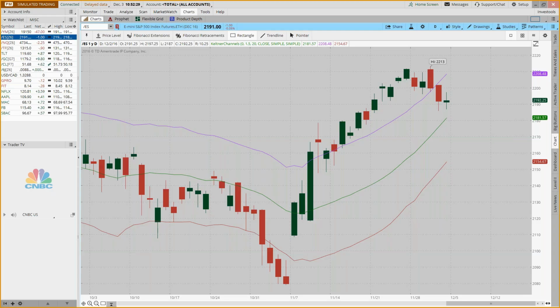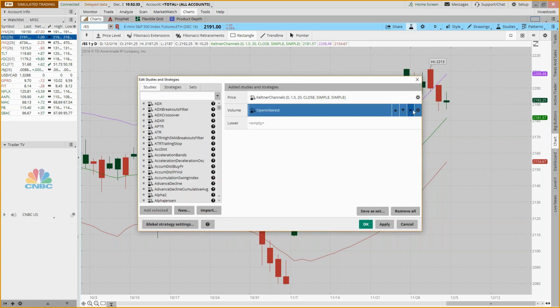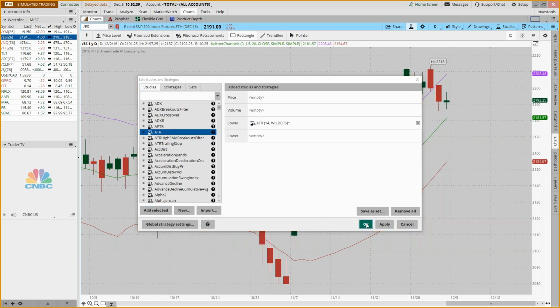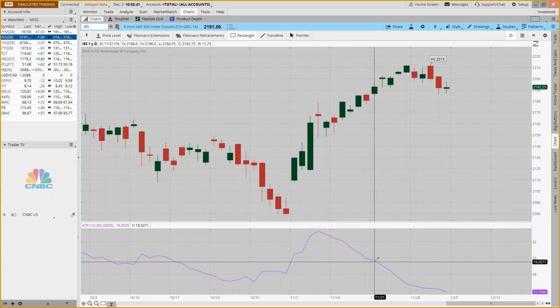Let's go to the chart again and put this on. Let's clean this up. Do ATR right here. Now you'll notice it's just a line down here. Okay? Let me zoom out again.